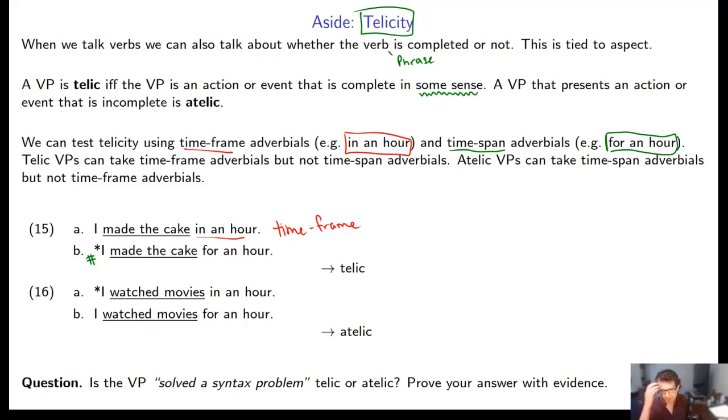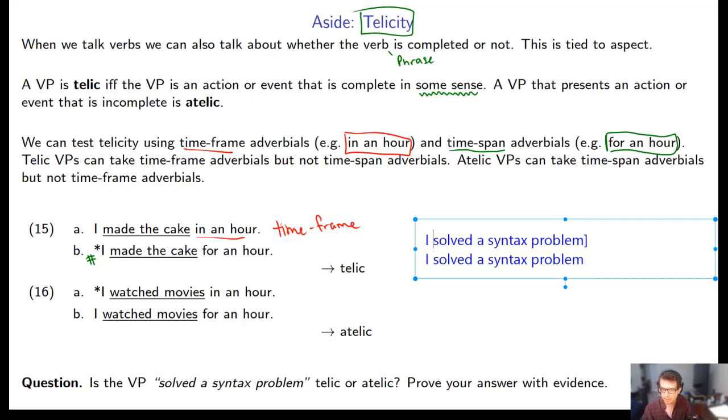So let's just apply this to I solved a syntax problem, and let's see if this is telic or atelic. And remember, it's not about just the verb, it's about the verb phrase. Because if you change the verb into a different tense or aspect, or you change the object, sometimes it changes the telicity. So we're going to do, I solved a syntax problem in an hour, and I solved a syntax problem for an hour, and we're going to see which one is better.